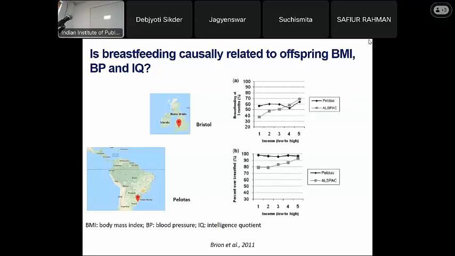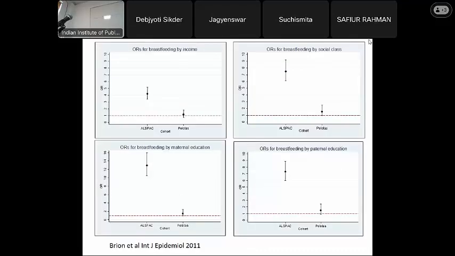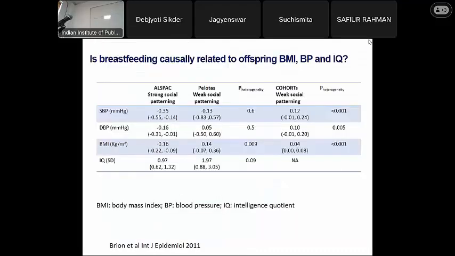And it's quite easy to see this. This is breastfeeding at 3 months in Bristol and Pelotas, where in Bristol it's very strongly, more than doubling across the quintiles of income, and similarly for percent ever breastfed. So very different confounding structures, which shows the same thing in the two studies. And in Pelotas, as I said, it was seen that breastfeeding was associated with lower blood pressure and lower levels of obesity, lower body mass index, and higher cognitive function.